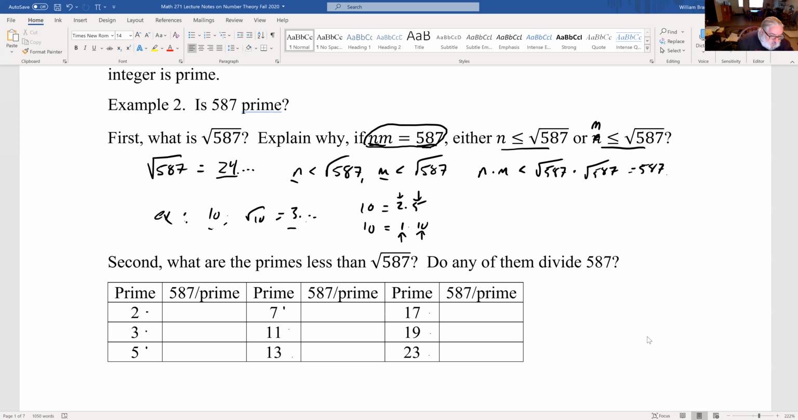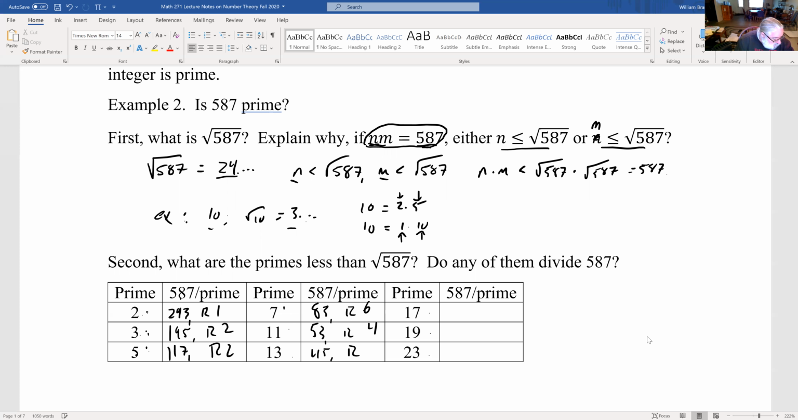So 587 divided by 2 gives me 293 with a remainder of 1. 587 divided by 3 is 195 with a remainder of 2. Divided by 5 it's 117 with a remainder of 2. Divided by 7 it's 83 with a remainder of 6. Notice that when we take 587 and divide it by these numbers, the quotients are going down as the divisor goes up. So 7 times 83 is close to 587, but you get a remainder of 6. Divided by 11 it's 53 with a remainder of 4.